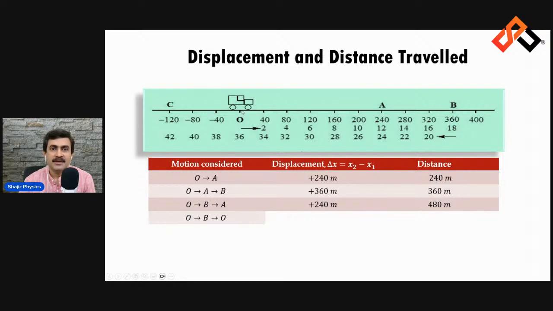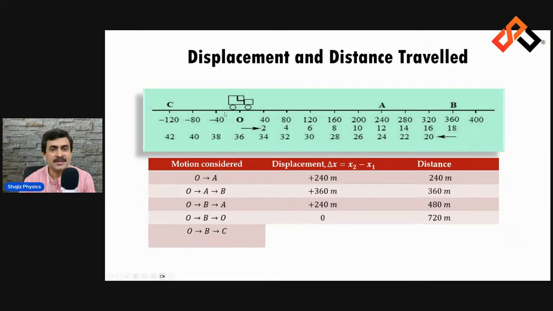Now, if we consider the motion of the vehicle from O to B, then back to O, here the displacement is 0. Why is it 0? Because the initial position and final position are one and the same. The object reached back at the starting point itself, so the displacement in this particular case is 0. Now, what about the distance? When you calculate distance, you need to consider the distance traveled by the object from O to B, then back to O. In order to reach B from O, it had to travel 360 meter. Then from B back to O, again it has to travel 360 meter. So the total distance traveled is 720 meter. That is 360 plus 360, total 720 meter.